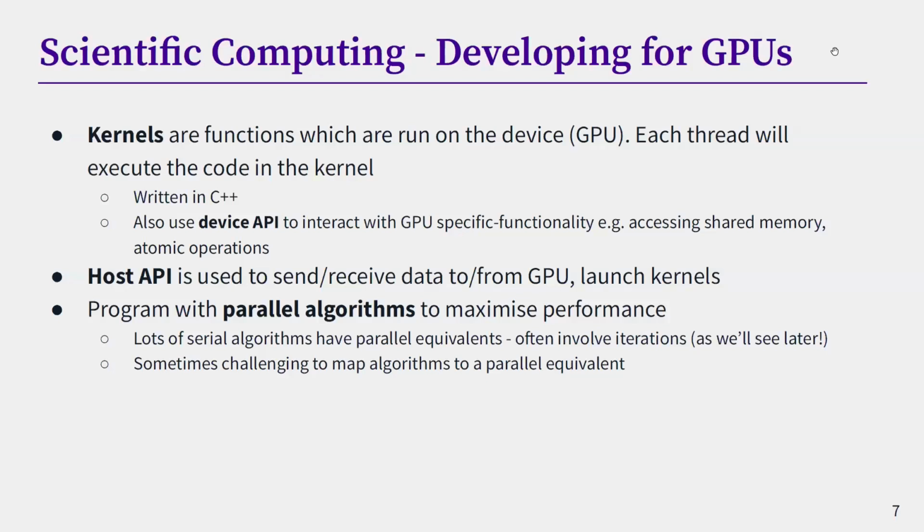So a kernel is a function that you're going to run on your GPU, and this is the code that actually gets performed on your device. We also need some kind of API for launching these kernels and shipping our data back and forth. We're always going to use parallel algorithms, which again is quite a different way of thinking if you used to work with serial code.